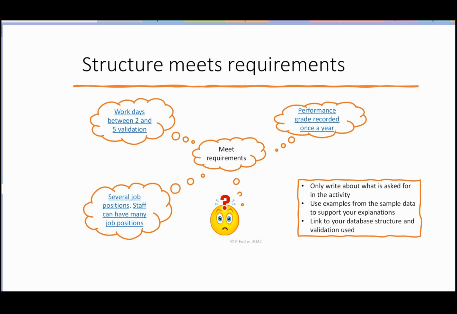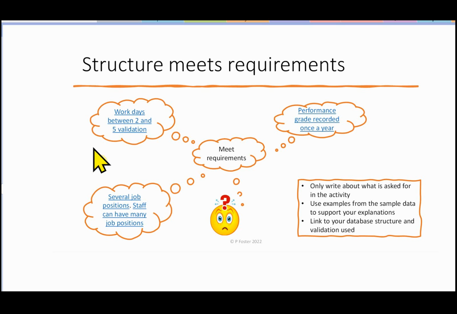The second part of the evaluation has asked you to look at if your structure meets, or how your structure meets, the requirements. And again, I've split this up into 3 subparts. Again, it's easier to write a little paragraph about each thing rather than thinking about the whole thing in its entirety.